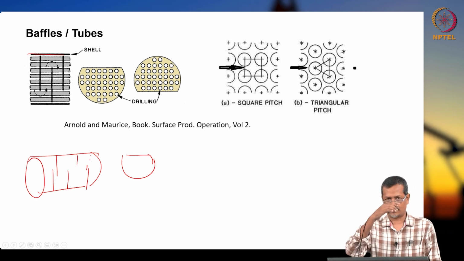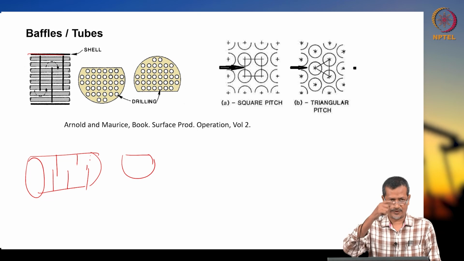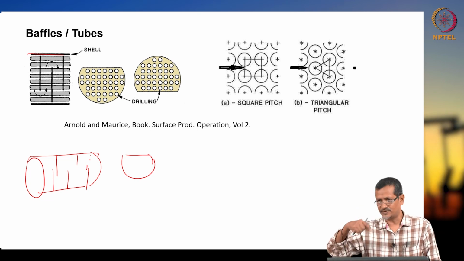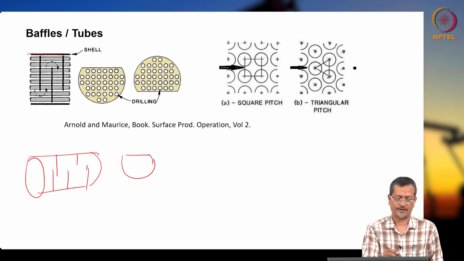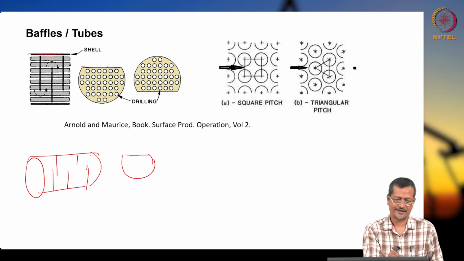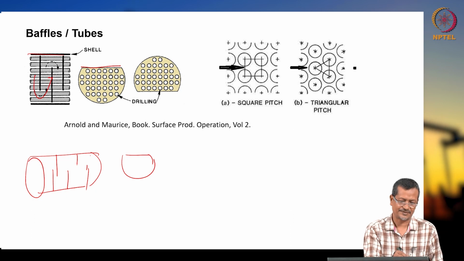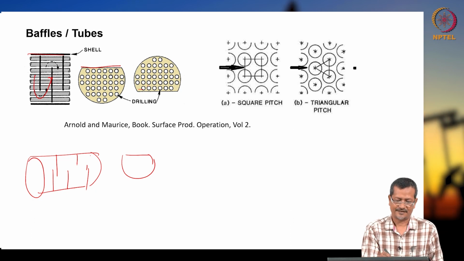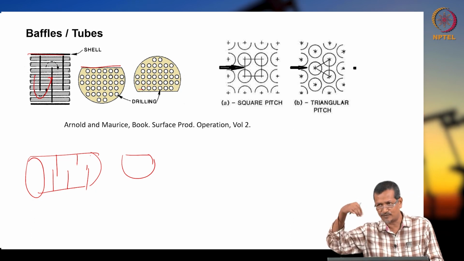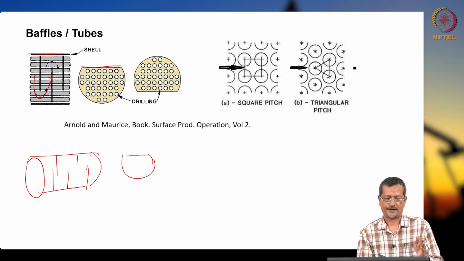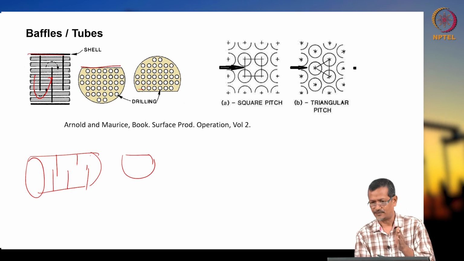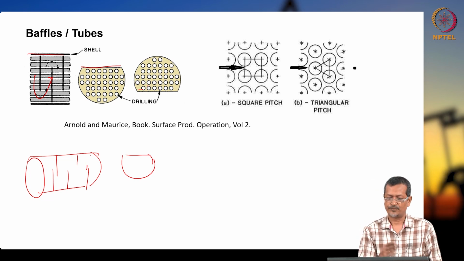So the shell fluid will be creating lots of turbulence, and when it is creating turbulence, you are getting increased heat transfer. The baffle will not be a complete circle, rather it will be cut in one portion, so that fluid can pass through this. Some will be like this, some will be like this, and you will be creating lots of turbulence because of this. And there will be a tubing arrangement also.